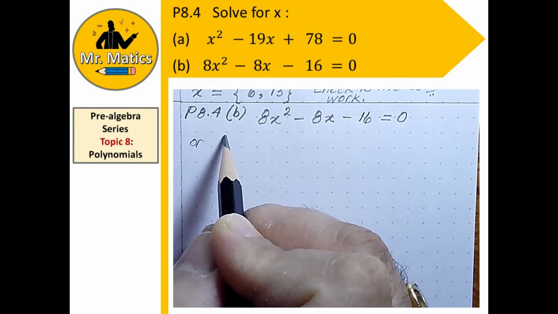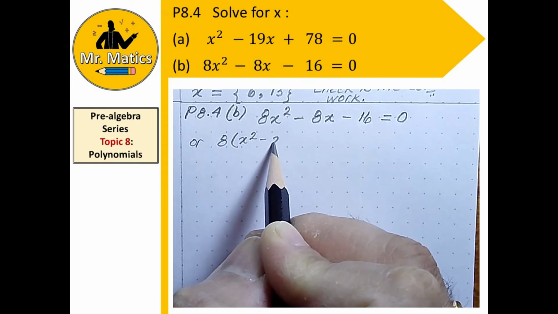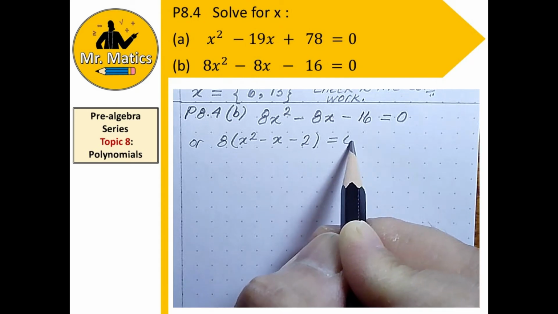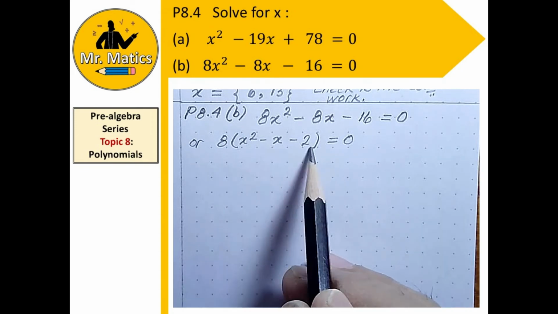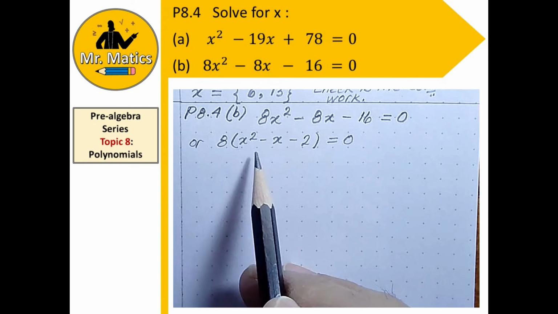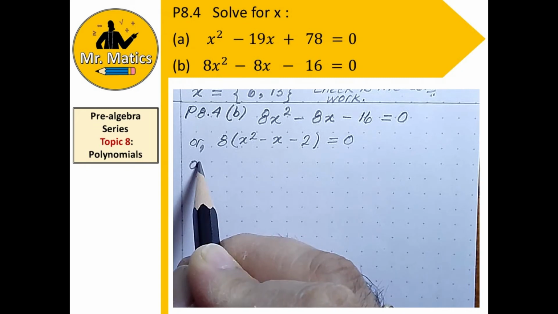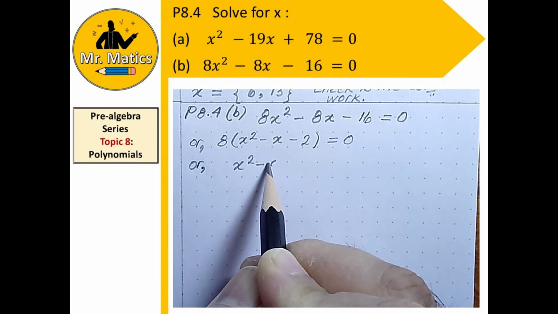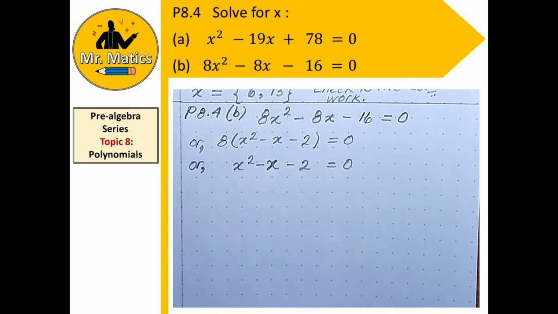Or 8 times x squared minus x minus 2 equals 0. Now when 8 times some number is 0, that means that number must be 0, because the factor 8 is of course not 0. So then the other part of it must be 0. Or x squared minus x minus 2 is 0. Now let's see if I can factorize this.